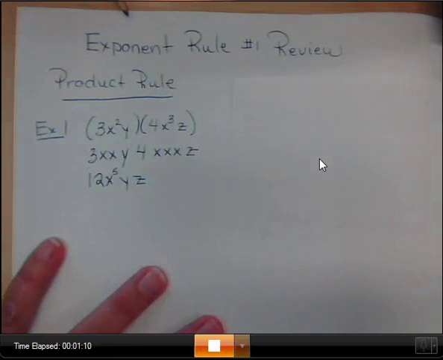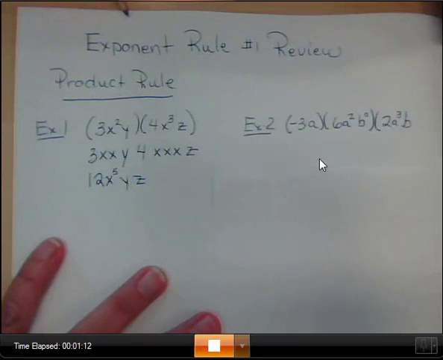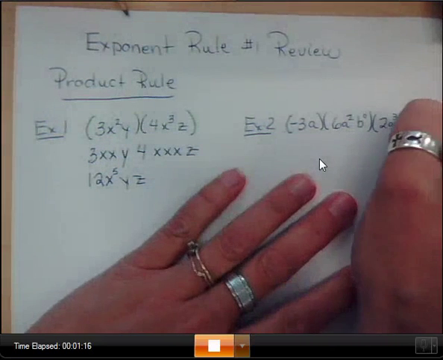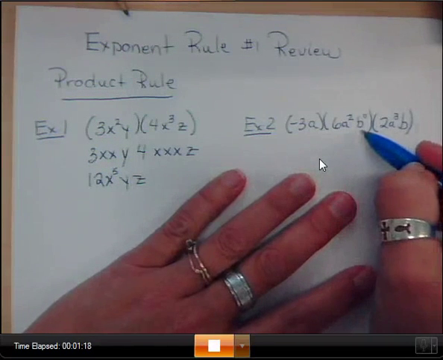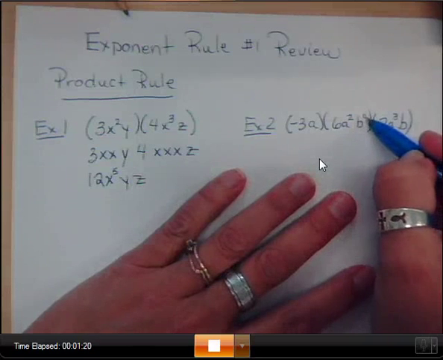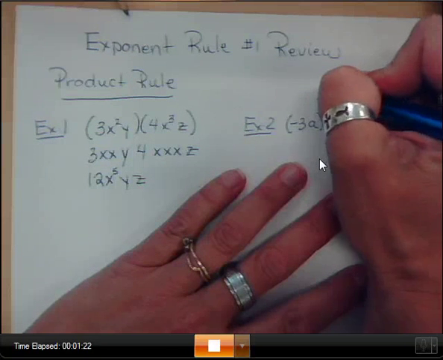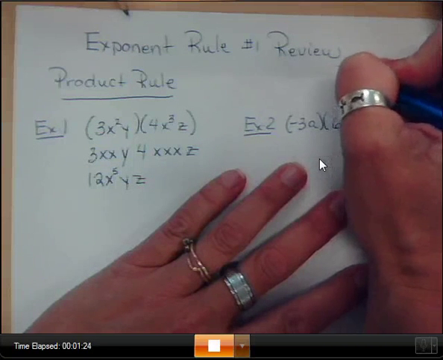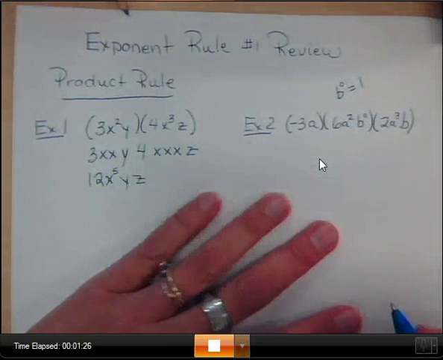So now let's take a look at our second problem. Our second problem here, we've got 3 things that we're multiplying together. Now over here we have b to the 0 power. Anything raised to the 0 power is just equal to 1. So that's something that we need to remember.